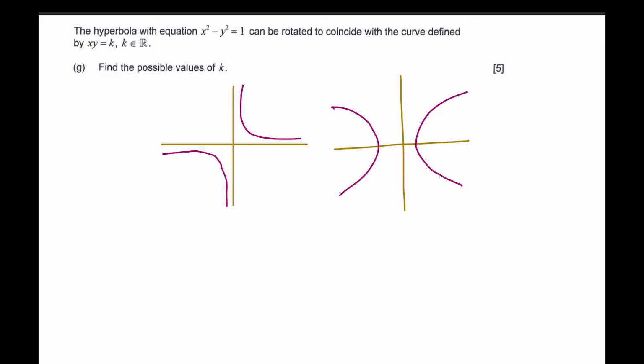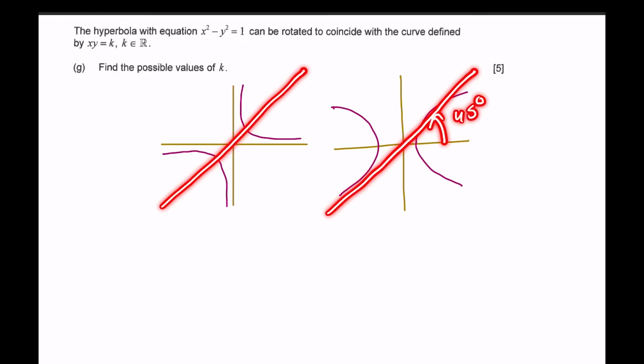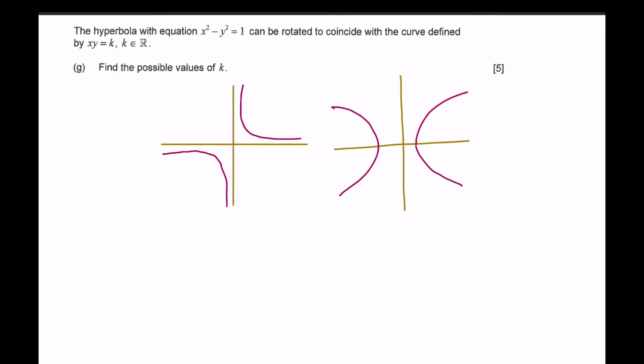Now, by how much angle do we need to rotate it? See here, basically we have to rotate it by 45 degrees, or in trigonometric terms, we have to rotate it by minus 45 degrees. So yeah, x square minus y square equals 1 should be rotated by minus 45 degrees.